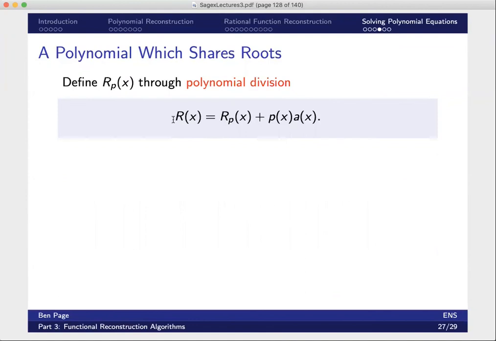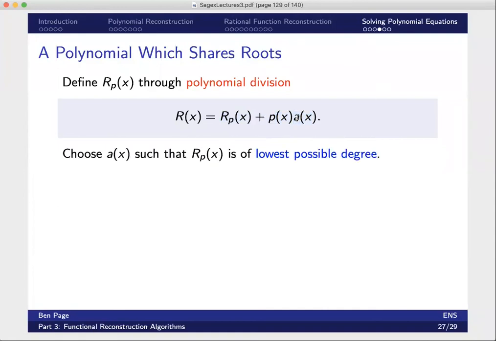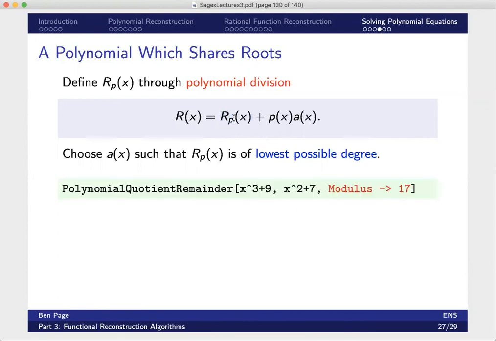So we're doing polynomial division. You will know this by now from Yang's course: we're taking our original polynomial and writing it in the following form, where we pick a quotient such that r_p of x is of the lowest possible degree. So this will give us a low degree polynomial here, r_p of x. And this, again, is something that you can implement easily in Mathematica, in a finite field. Very standard algorithms for this.